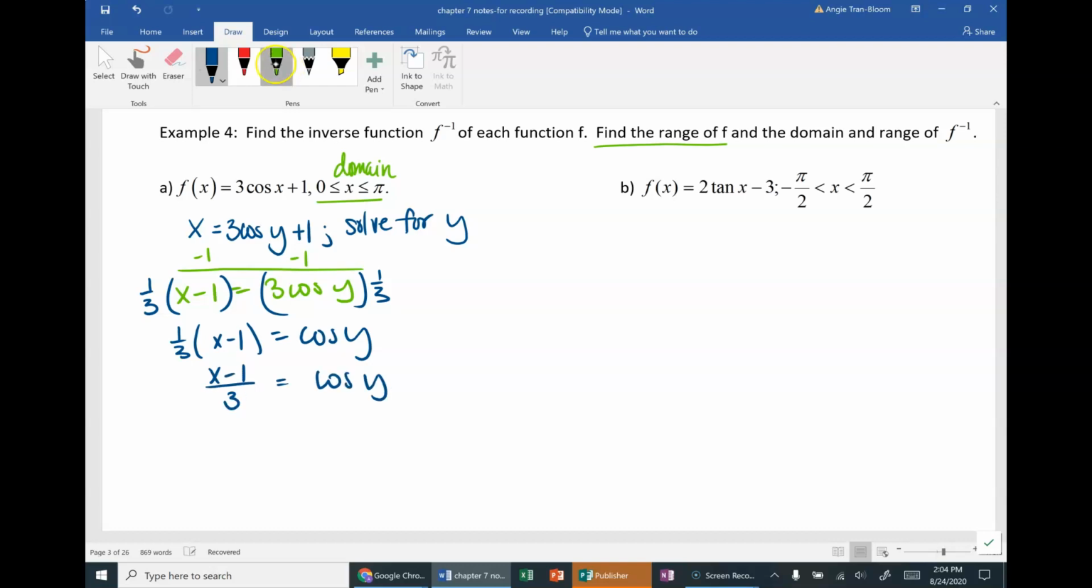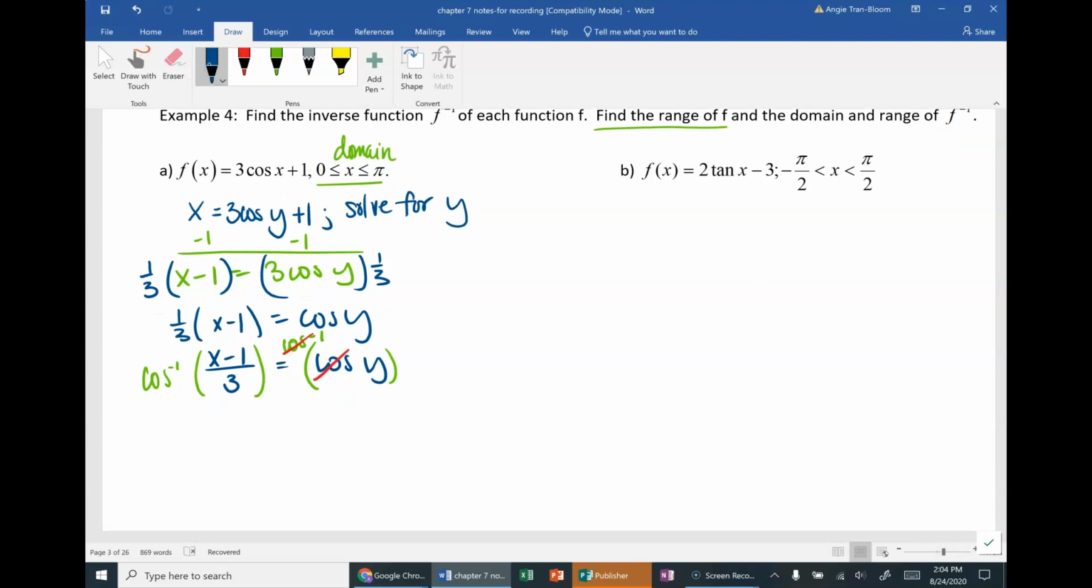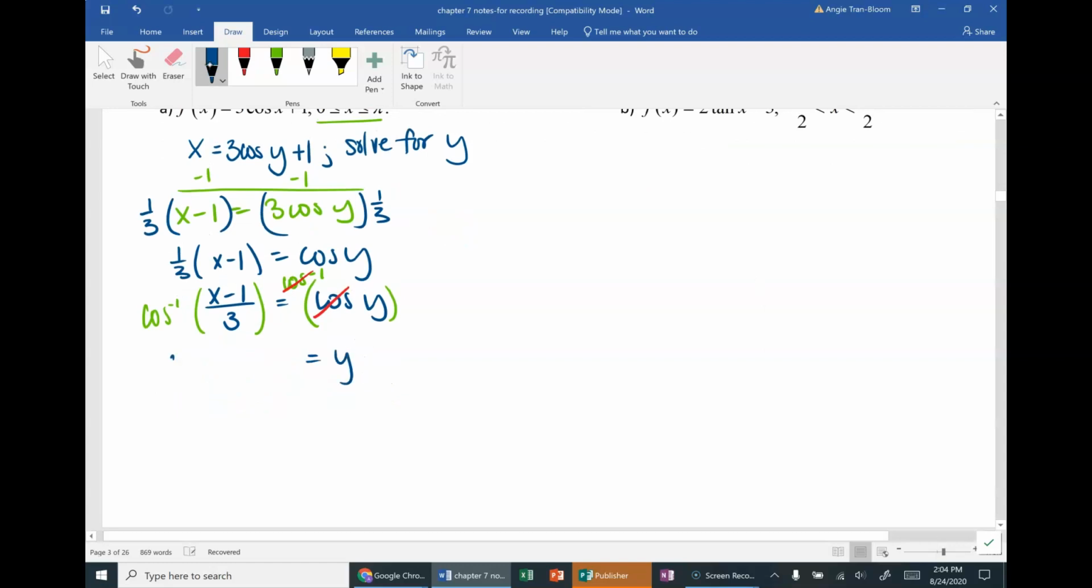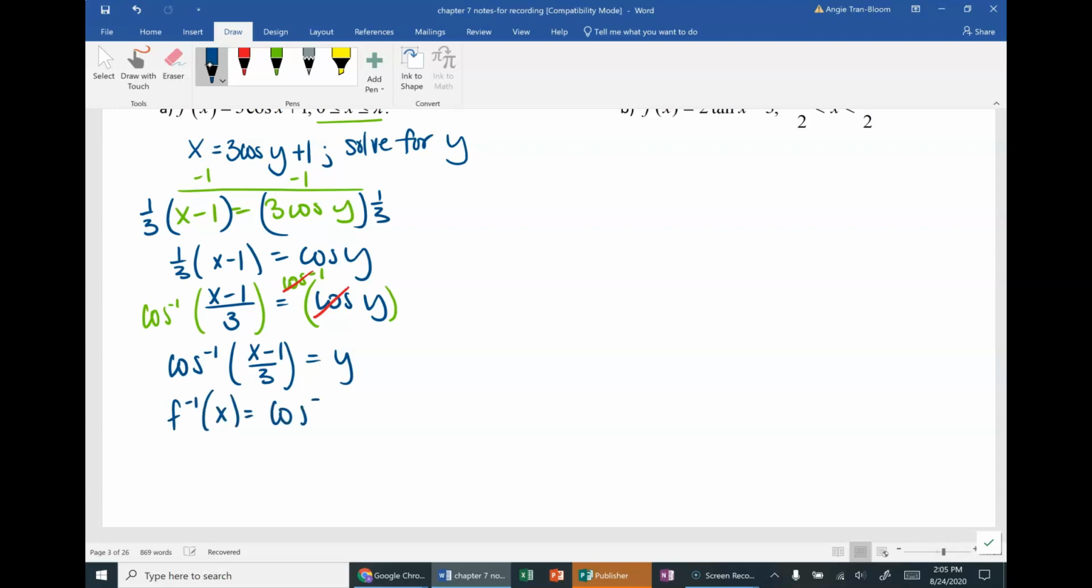Okay, now we have to solve for y, meaning that we have to compose both sides with cosine inverse. What you do to one side, you do to the other side. So now cosine and cosine inverse will cancel each other out. So you end up with y equals cosine inverse of x minus 1 divided by 3. Or you can have cosine inverse of 1/3 times x minus 1, or you could distribute the 1/3 out.